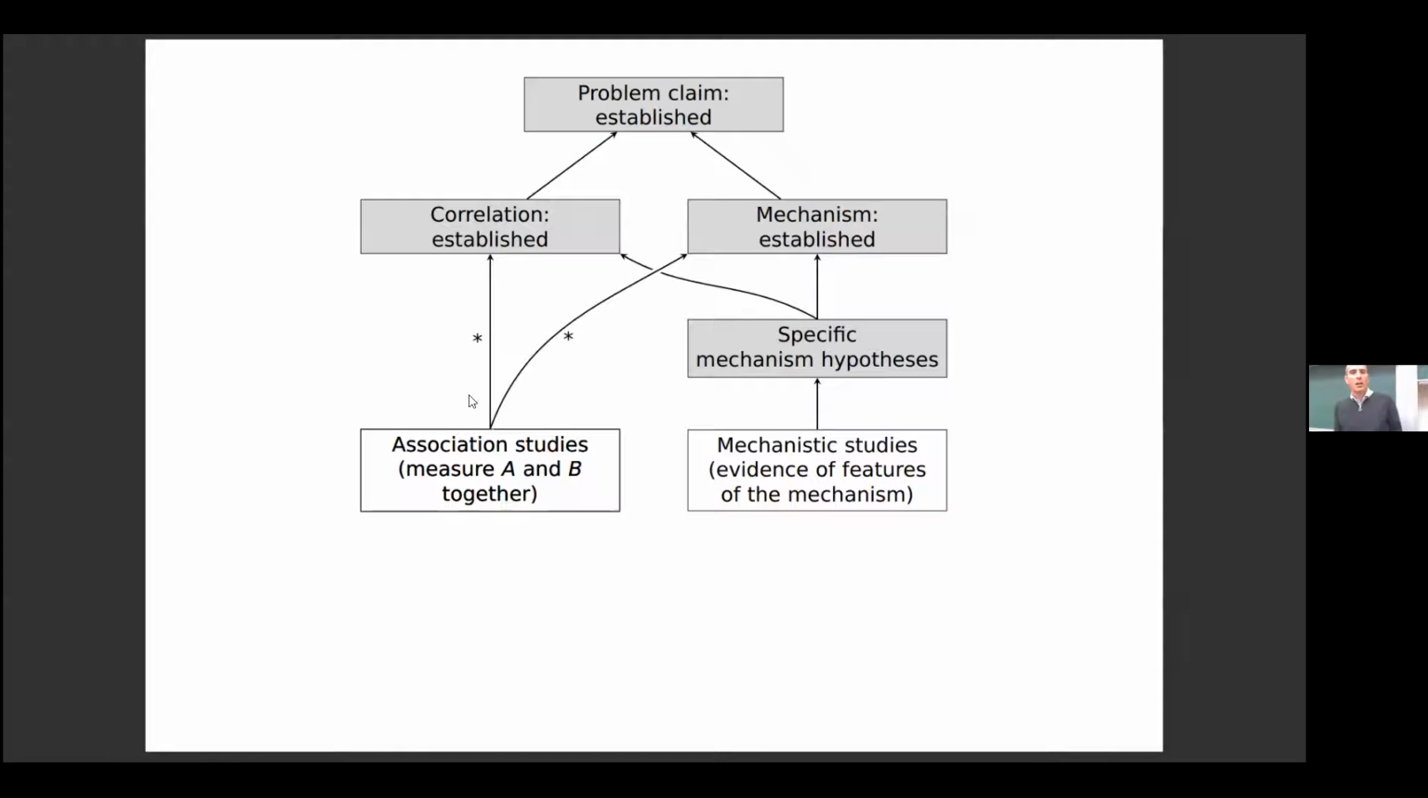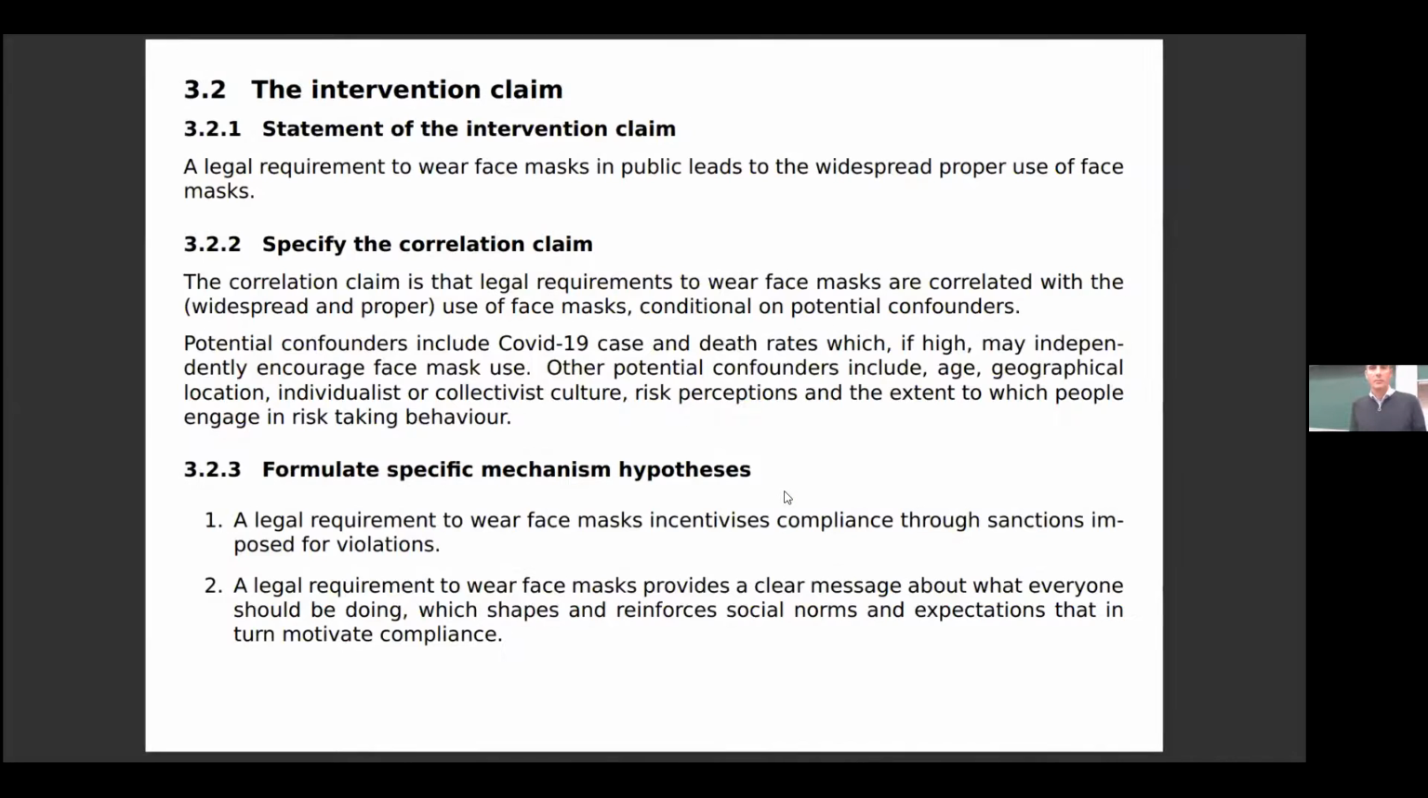So here I'm representing this. I'm using a star to represent evidence that establishes the object that we're interested in. So the association studies here are so good that they establish both correlation and mechanism. And there's no need to assess the mechanistic studies in the case of the problem claim. It's a different story for the intervention claim. So the claim here is that a legal requirement to wear face masks in public leads to the widespread and proper use of face masks.